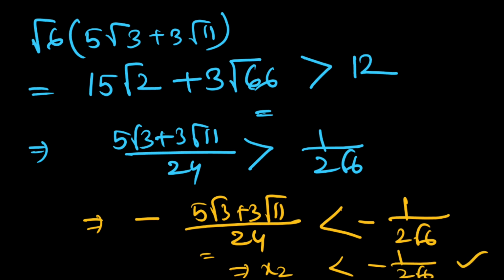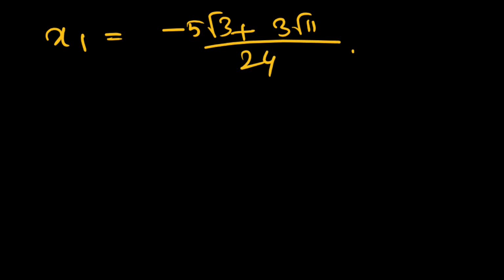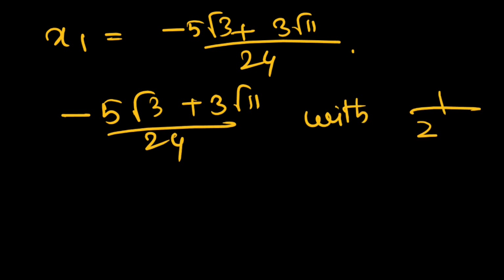That means x2 is outside of this range, minus 1/(2 root 6) to 1/(2 root 6). So therefore x2 is not a solution of our expression. So x2 is cancelled. Now we check whether x1 is a solution of our equation or not. So x1 is equal to (minus 5 root 3 plus 3 root 11)/24. Similarly we want to check this number against 1/(2 root 6).